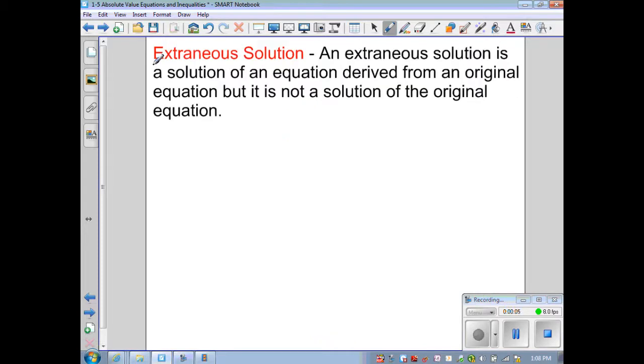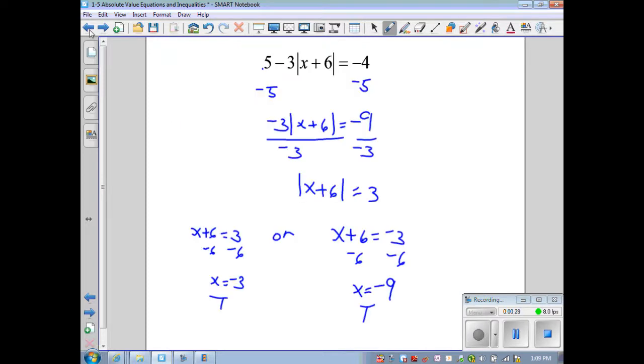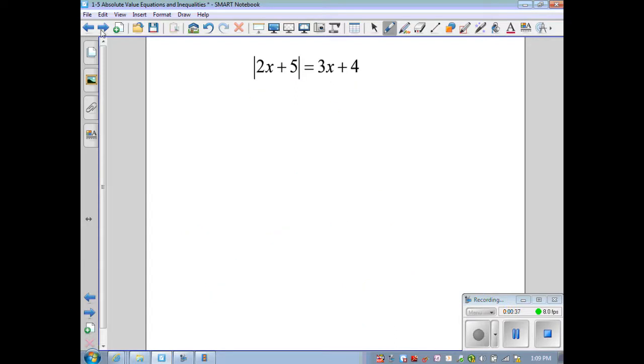An extraneous solution is a solution of an equation derived from an original equation, but it is not a solution of the original equation. This is why I always have you substitute back in at the end of the problem. So far, in all of our examples, each solution turned out to be true. But that is not true for all situations. Therefore, you always need to check to see which final solutions actually make the original equation true. Let's look at an example.